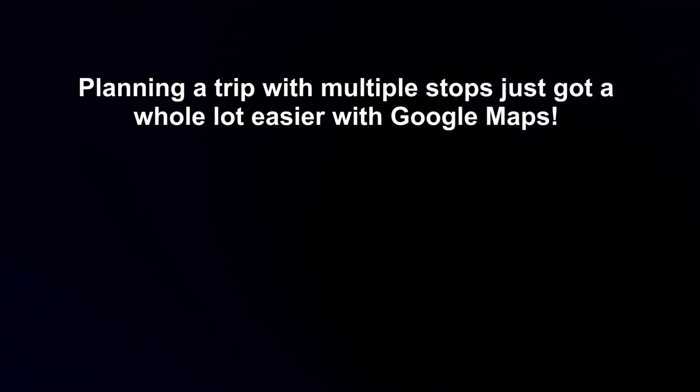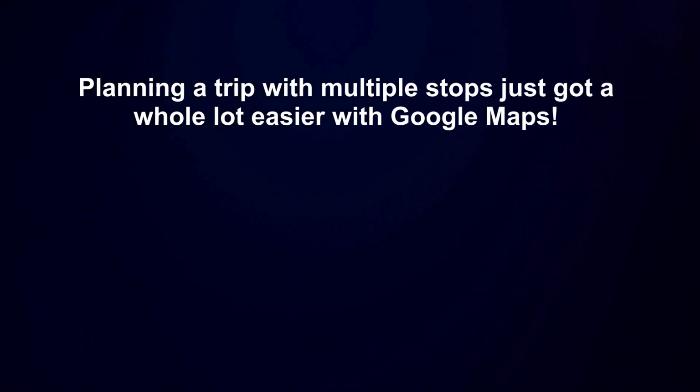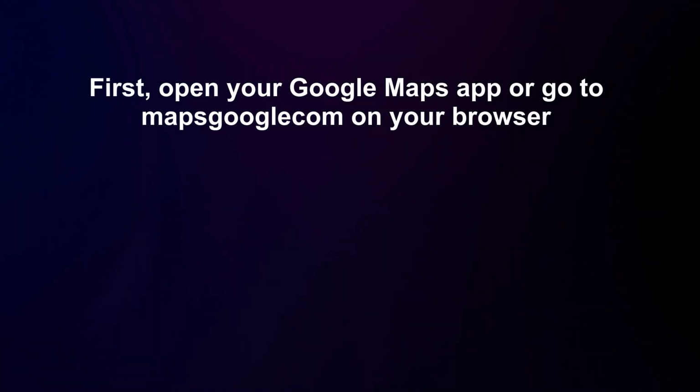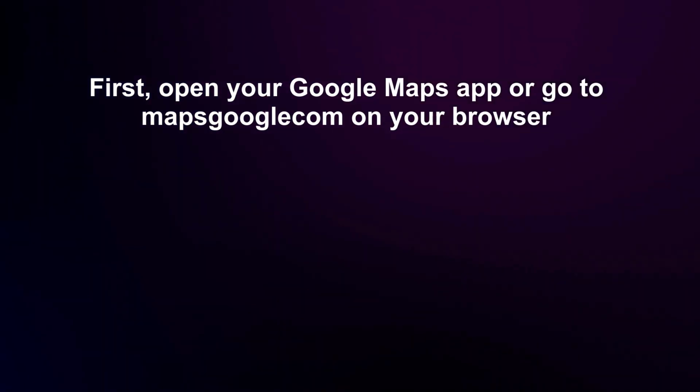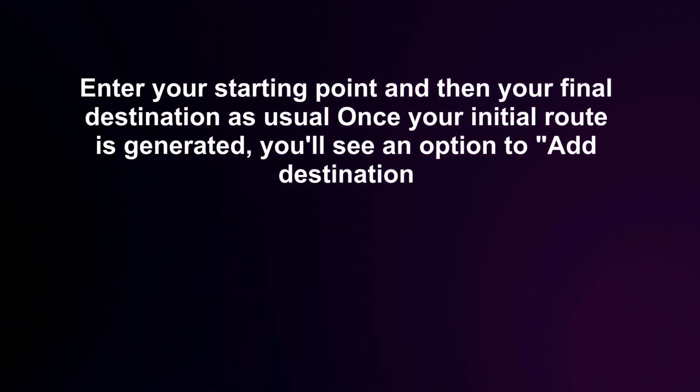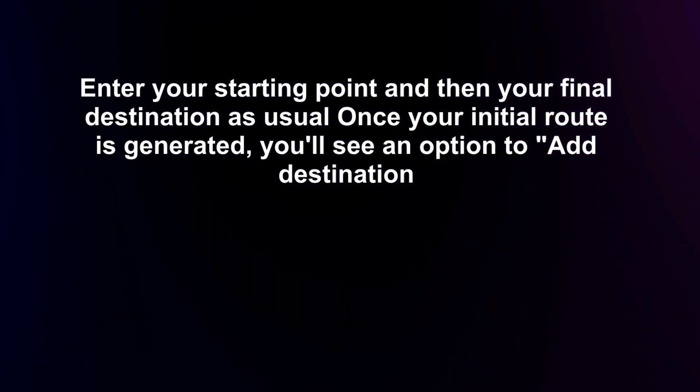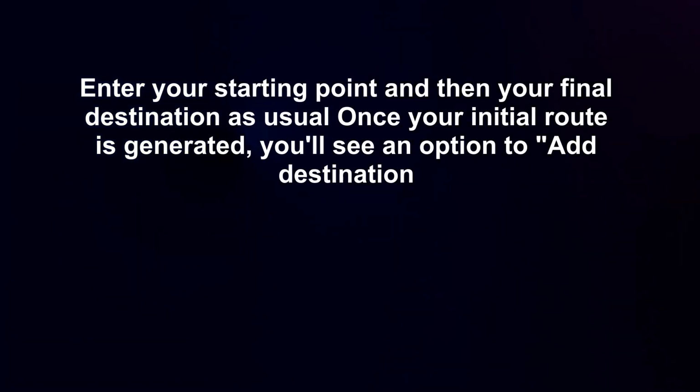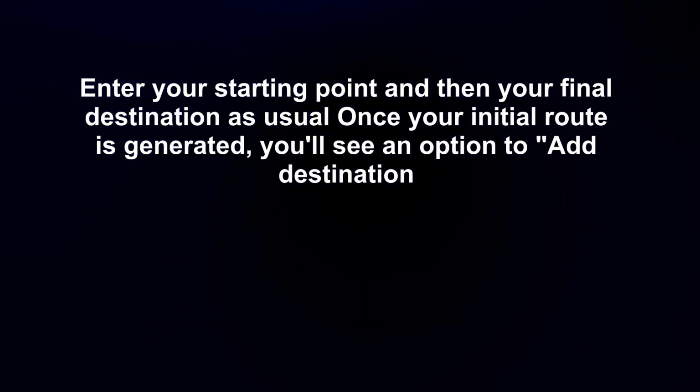Planning a trip with multiple stops just got a whole lot easier with Google Maps. First, open your Google Maps app or go to maps.google.com on your browser. Enter your starting point and then your final destination. As usual, once your initial route is generated, you'll see an option to add destination.